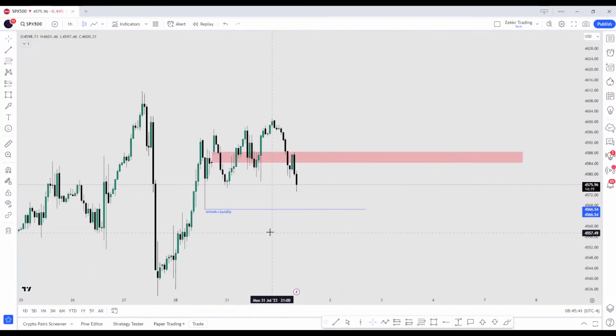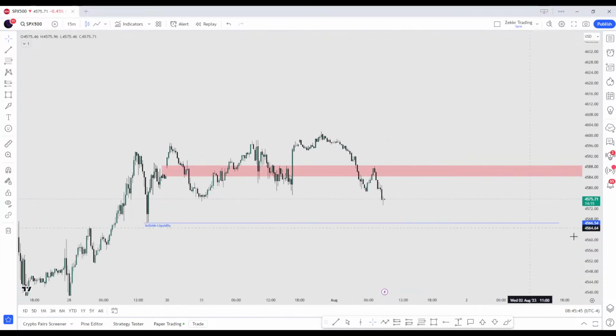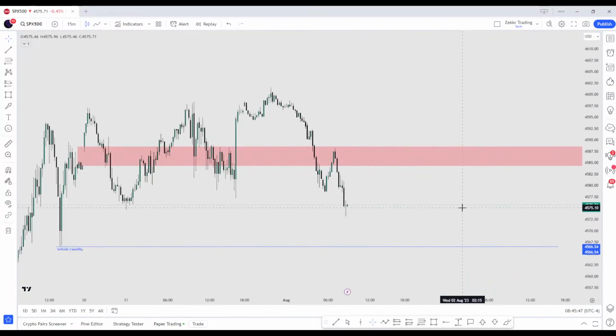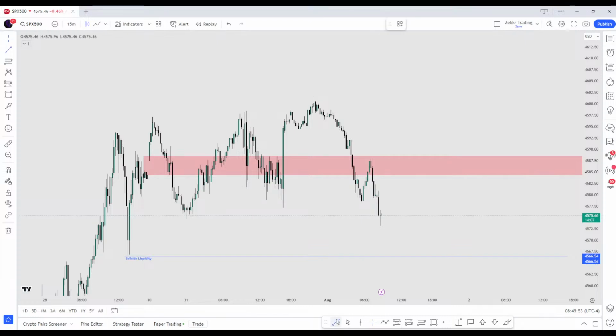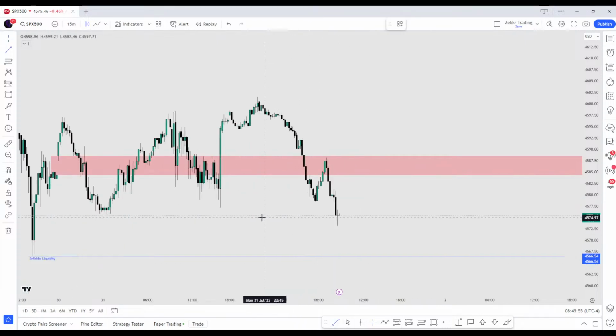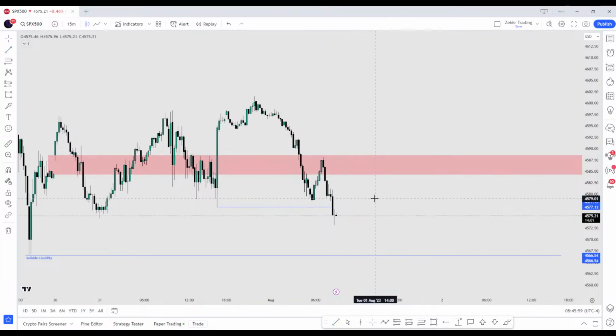So SPX, and then 15-minute. Well, we do. What is displacement? Displacement is basically a really fast and sharp move in the direction that you are expecting price to go, or in the direction that you should be anticipating.